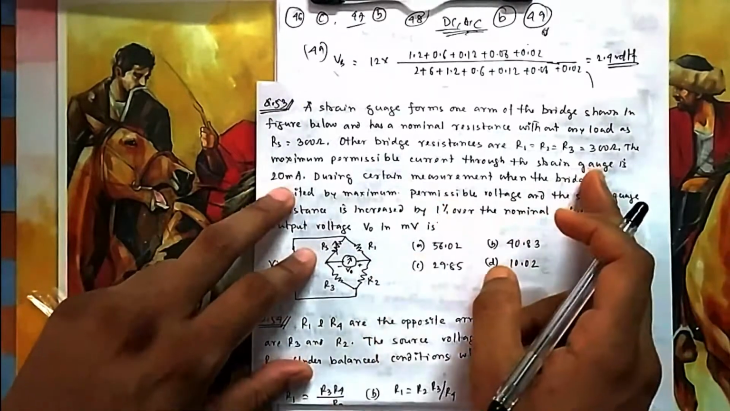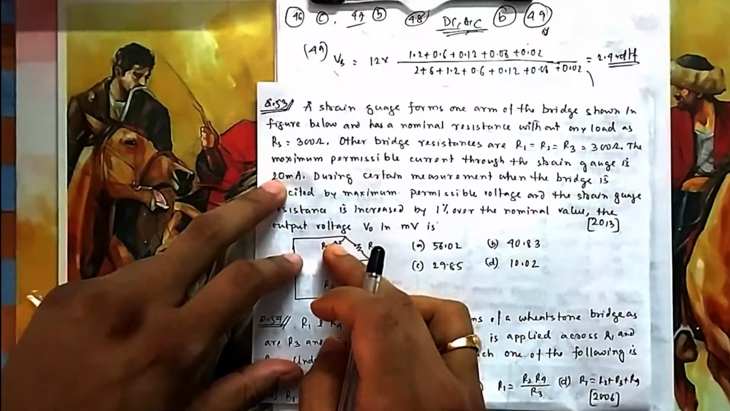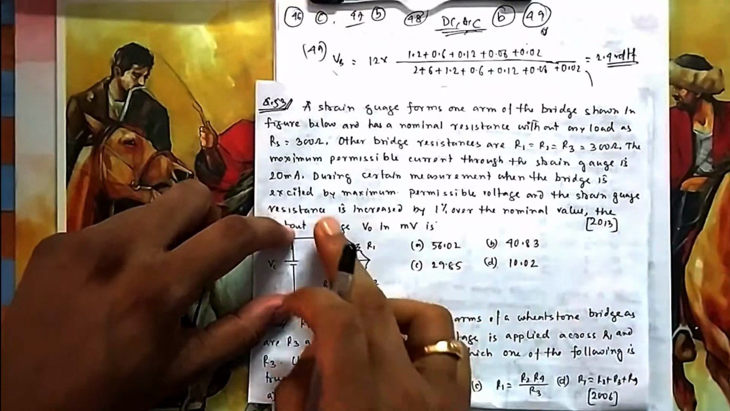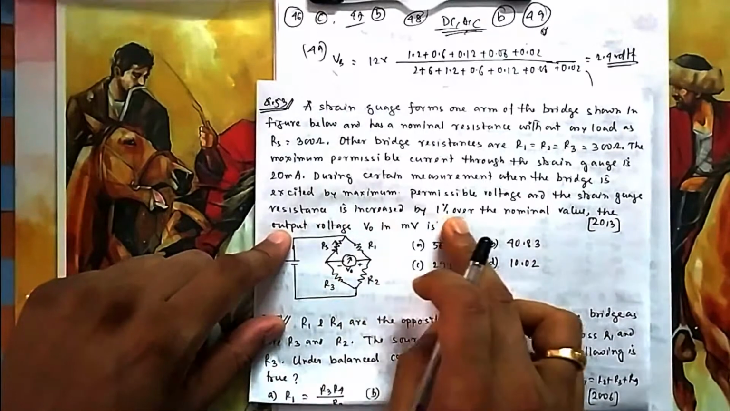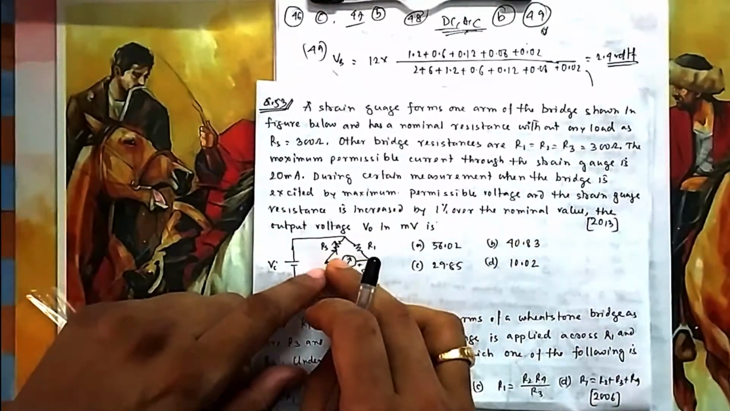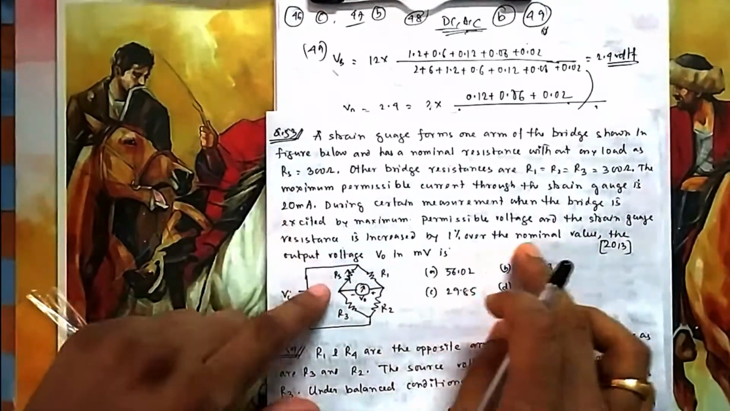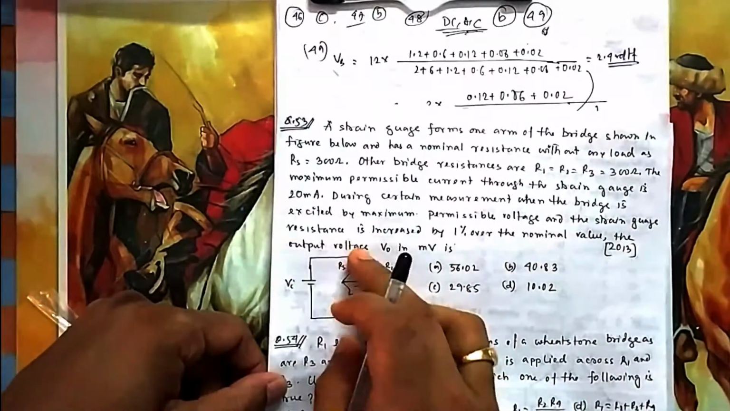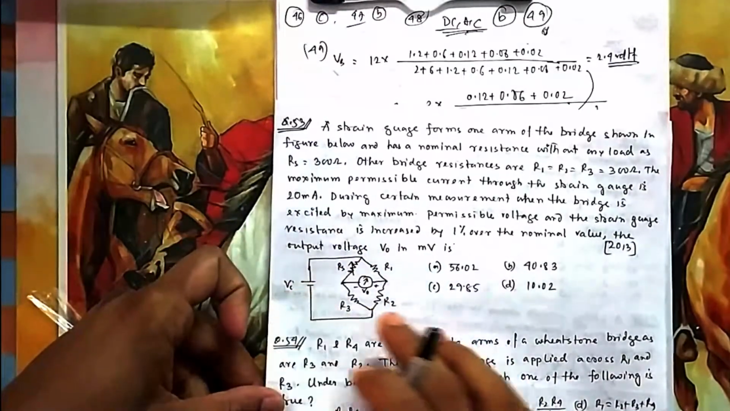So maximum permissible voltage we will calculate using 20 milliampere, so that in normal cases the current should not exceed 20 milliampere. Let us calculate what the voltage is at that time. If the strain gauge resistance is increased, obviously current will decrease. So maximum current will occur when it is at the lowest value, that is 300. The output voltage V0 in millivolts. So when it is at the lowest value, maximum current of 20 milliampere is flowing through it, and we can calculate the maximum input I can give.